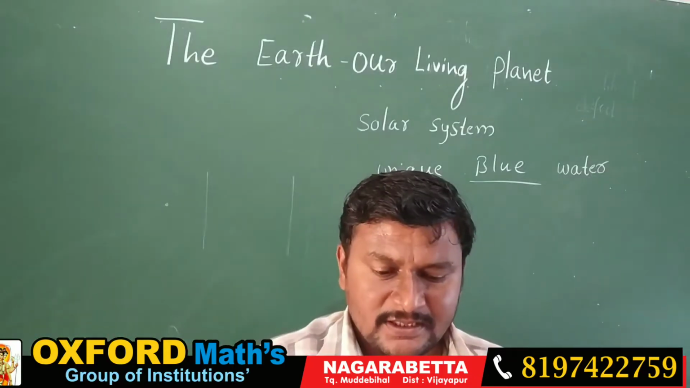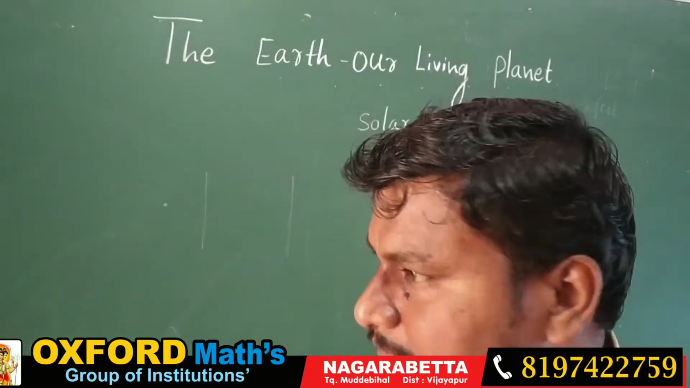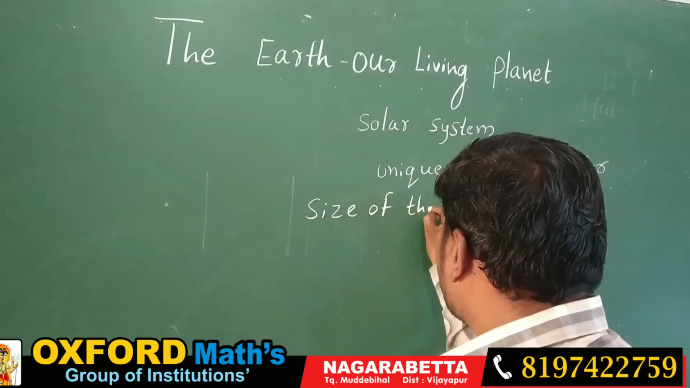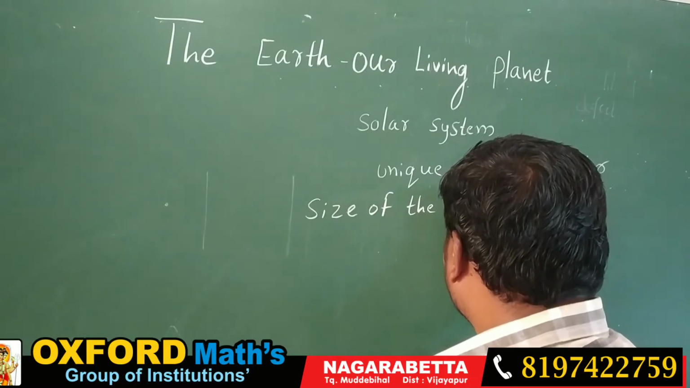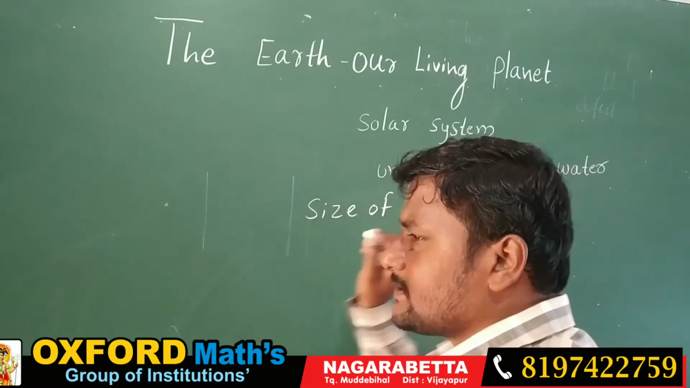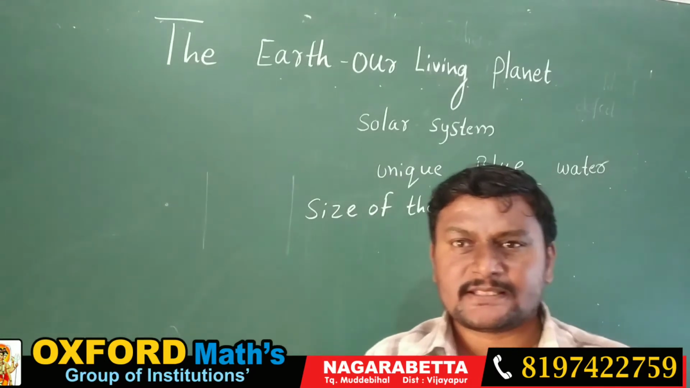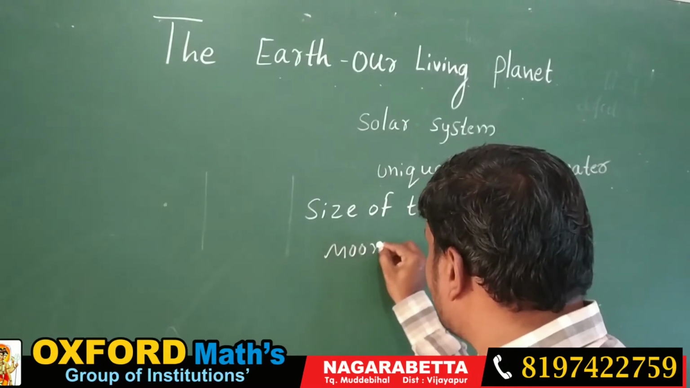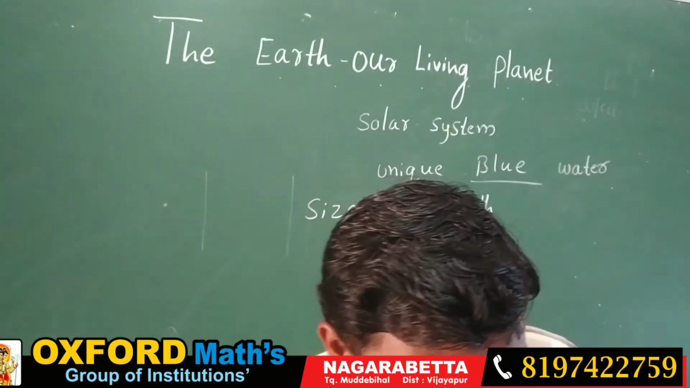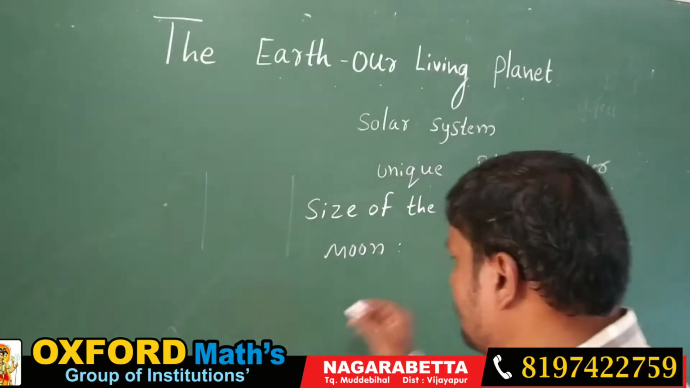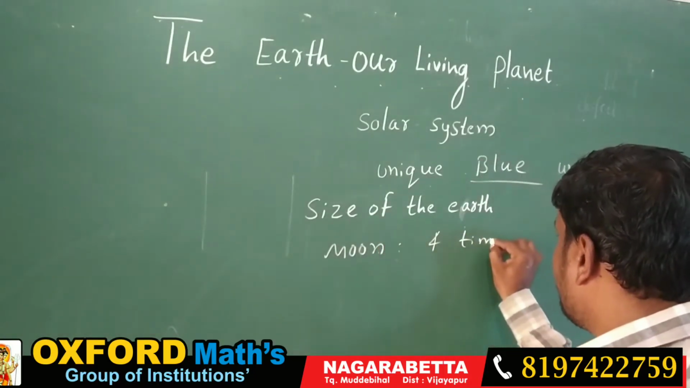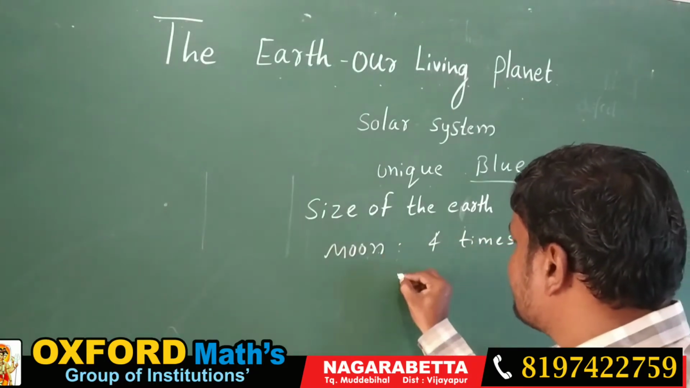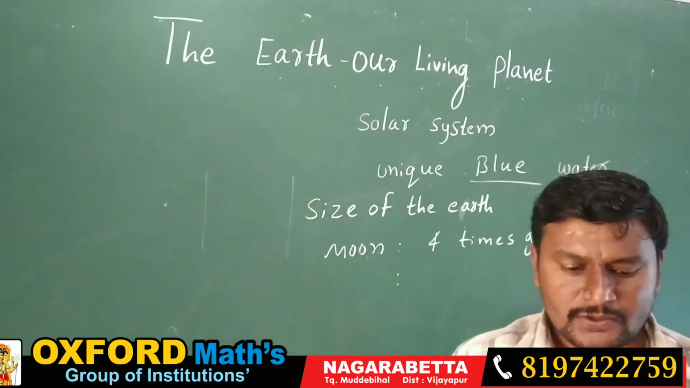Now we are going to discuss the size of the Earth. When we compare the size of the Earth to other planets and satellites, it is bigger than the Moon. The Moon is a natural satellite of the Earth. How much bigger is it? It is 4 times greater than the Moon.